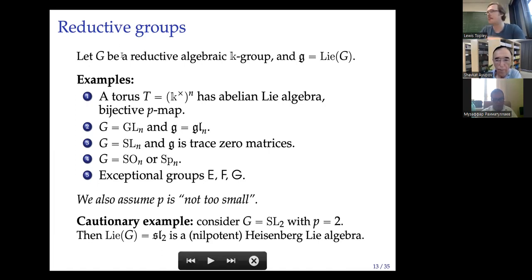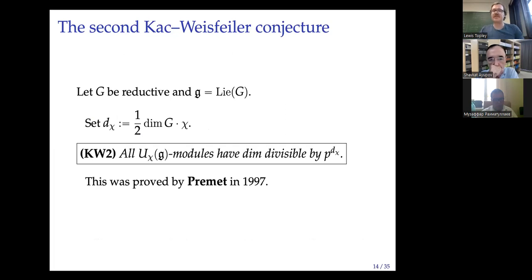The hypotheses that we place here are specifically designed so that the Lie algebras we obtain are those which we recognize from characteristic 0, and they should have a homogeneous representation theory, which we can hope to describe in uniform terms. So the second Kac-Weisfeiler conjecture says that if you have the Lie algebra of a reductive group, and you take d_chi to be half the dimension of the coadjoint orbit, then all U_chi(g) modules have dimension divisible by p^{d_chi}. So this is another expression of the orbit method. And this was proven by Premet in 1997. So this was the first proof he gave.